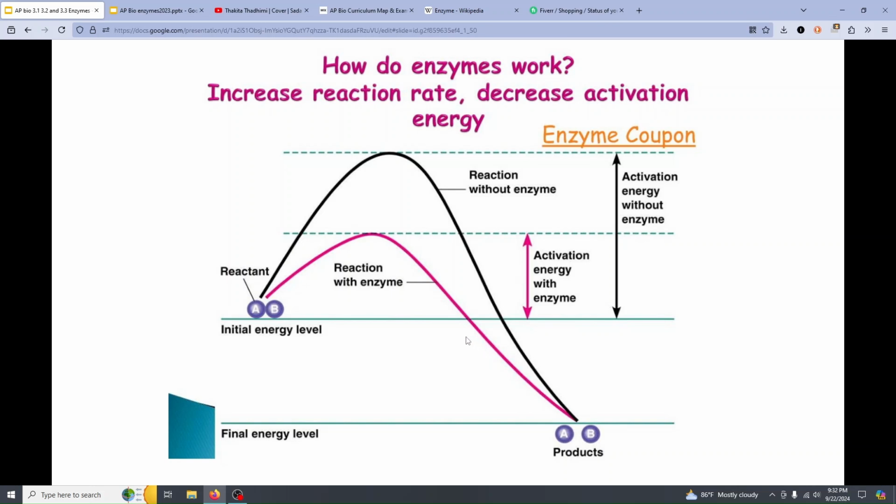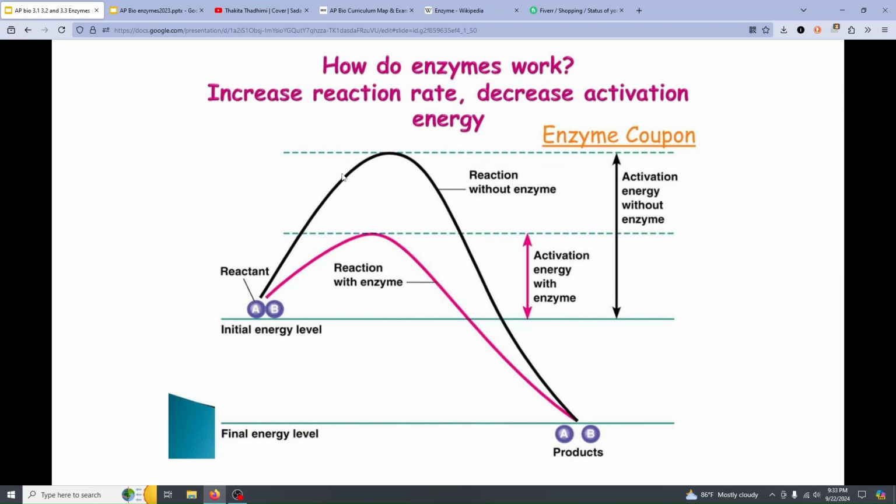Okay, so this is just a representation of the same thing. Whatever I just described with the reactant, they are becoming the product. Without an enzyme, it's going to take a lot of activation energy. With the enzyme, it takes much less activation energy.